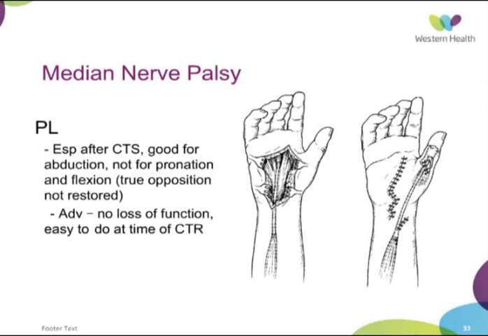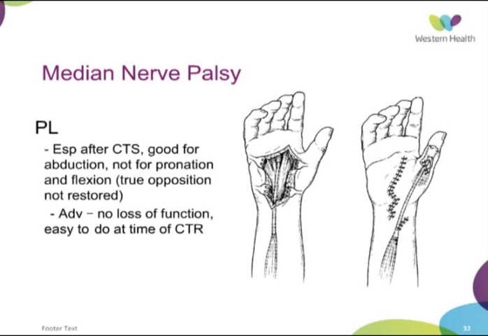Palmaris longus is mainly described in use when you've got someone with carpal tunnel syndrome with wasting of the thenar muscles. It doesn't help much with pronation and flexion of the thumb, therefore it's not true opposition. However, you get very little loss of function with palmaris longus, and you don't require much bigger incision than one with a carpal tunnel release, so it's quite useful for a combined procedure there.